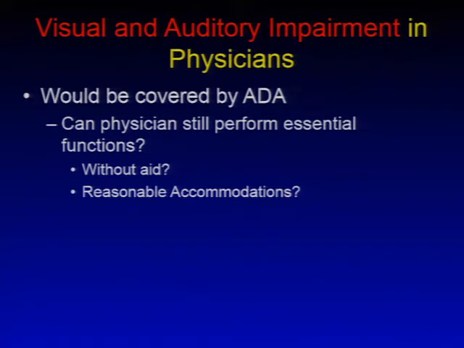Someone who has a disability but can still perform all the functions, you cannot discriminate against them. Or if they need reasonable accommodations. Again, there's no strict definition. Reasonable accommodations is obviously open to interpretation, but if they can do the job with reasonable accommodations, they cannot be discriminated against.